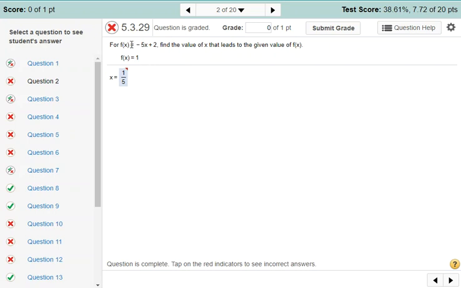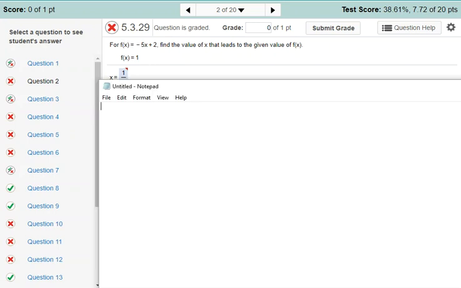So I'm going to plug 1 in for f of x. That's going to look like 1 for f of x equals negative 5x plus 2. And then we need to solve this by getting x by itself, which is going to involve first subtracting 2 from both sides, which is going to give us 1 minus 2 is negative 1 equals 5x. 2 subtracts off. And then we are going to need to divide both sides by 5.